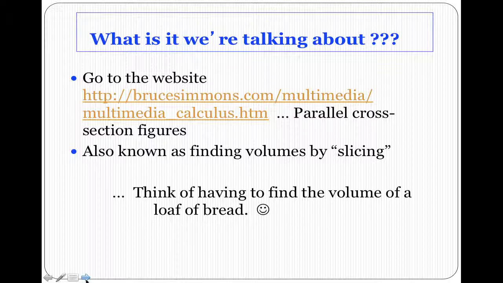Think of it as having a loaf of bread, and you wanted to determine the volume of that loaf of bread. One way you could do it is to slice it up, determine the volume of each individual slice, and then add together all those volumes. Very similar to what you did when you used rectangles underneath a curve to approximate the area under the curve. This is very similar to that. So allow me to take you to a website that's really good in terms of the visuals in showing you parallel cross sections.